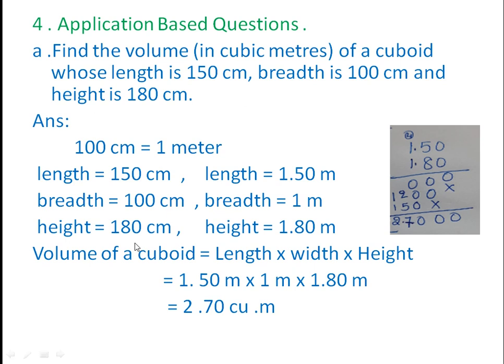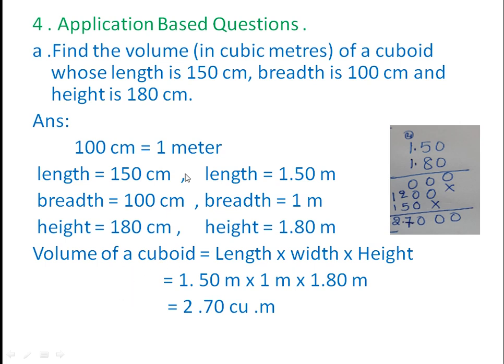Okay, now write down these statements like this. See here, 100 centimeters is equal to 1 meter. We know already this one. Write down length is equal to 150 centimeters. Convert this into meters. Length is equal to 1.50 meters. Next, breadth is equal to 100 centimeters. Breadth, convert the centimeters into meters. Breadth is equal to 1 meter. And also height is equal to 180 centimeters. Convert centimeters into meters. The height is equal to 1.80 meters. Like this, we should convert the centimeters into meters.